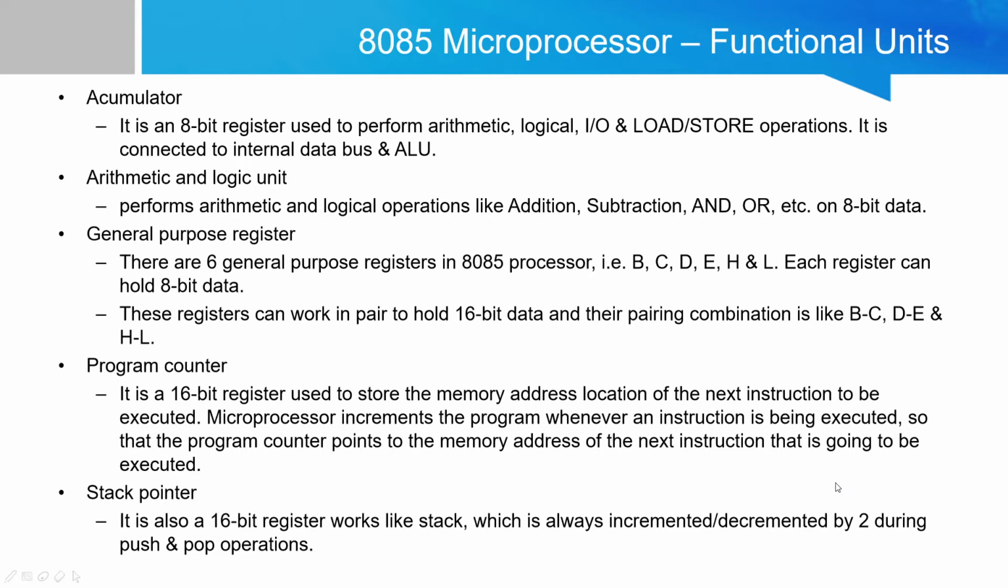Next, the program counter for this microprocessor is a 16-bit register used to store the memory address location of the next instruction to be executed. The microprocessor increments the program counter whenever an instruction is being executed, so that the program counter points to the memory address of the next instruction that is going to be executed.